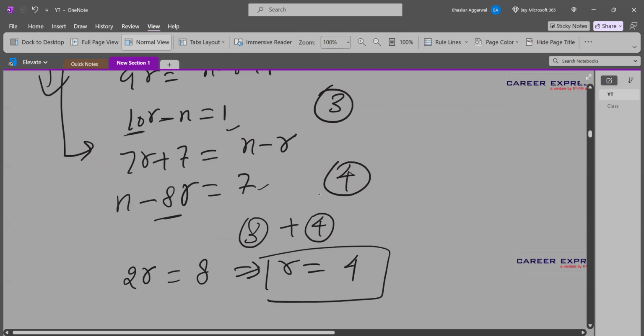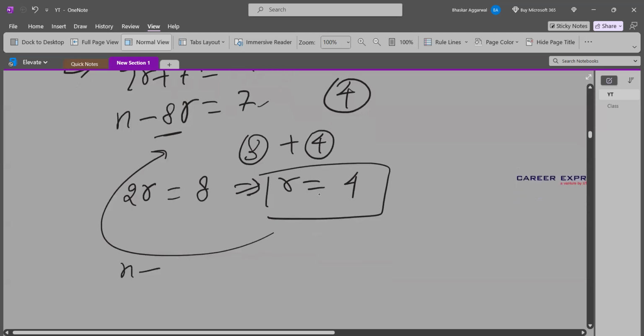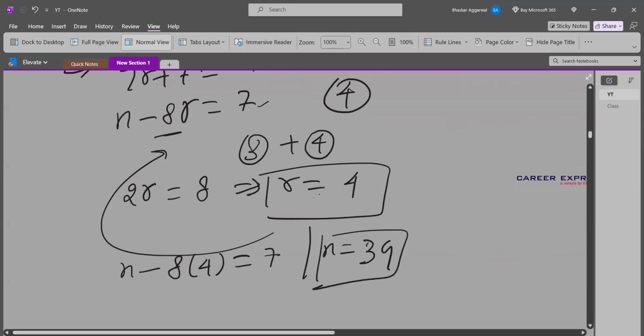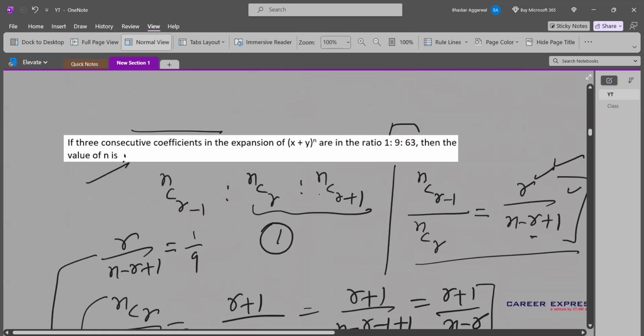If r is 4, then how much is n? So I can replace that r equal to 4 in equation 4. n minus 8 into 4 is 7. So n is 32 plus 7, that is 39. So n equal to 39, that is what we want. What is the value of n? So that's the answer.